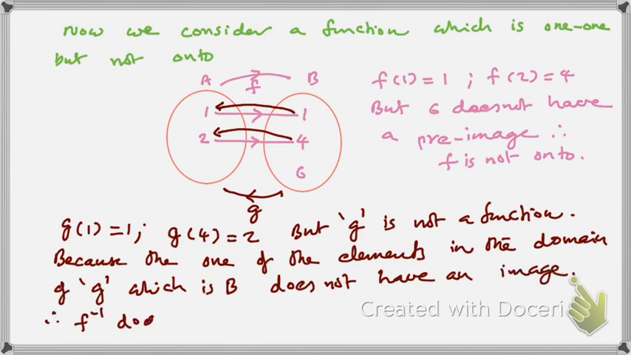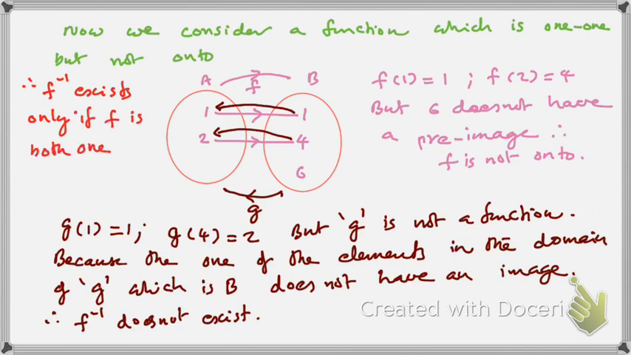So f inverse does not exist if f is not onto. So for a function to have its inverse, it has to be both one-to-one and onto. So f inverse exists only if f is both one-to-one and onto. That's the final result you need to understand. So we discussed the two cases, and our final conclusion is that f inverse exists only if f is both one-to-one and onto.